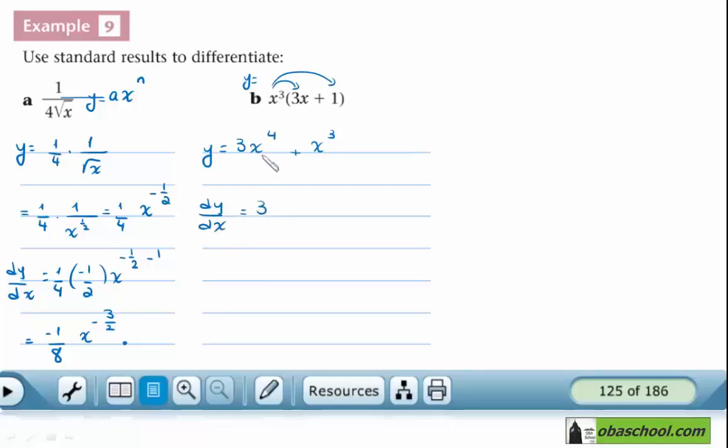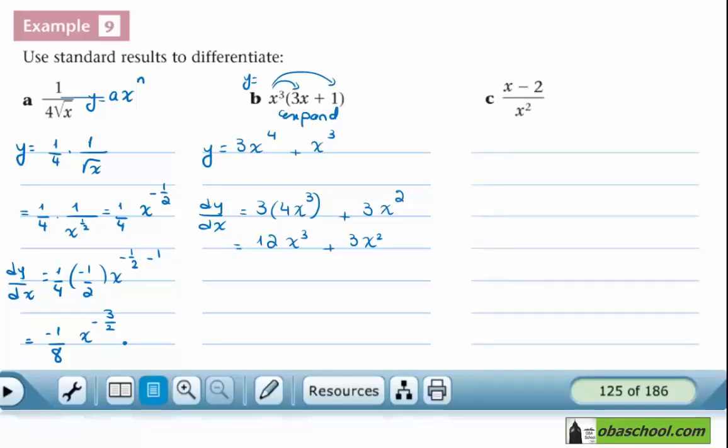dy by dx equals, for the first term, 3 multiplied by n, that is 4, and from the power of x we reduce 1. Same thing for the other term, 3 multiplied by x, and from the power we reduce 1. So we get 12x cubed plus 3x squared. You can see we expanded the form that we have so it becomes easier for us to differentiate.